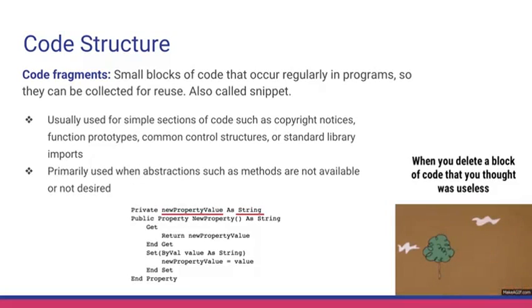Code fragments are small blocks of code that occur regularly in programs, so they can be collected for reuse. They are also called snippets. They are usually used for simple sections of code such as copyright notices, function prototypes, common control structures, or standard library imports. And primarily, they are used when abstractions such as methods are not available or not desired. In this example, if the new property value is changed, then all the instances of the class will be changed. At the same time, if a string is changed to an int, the set methods will change too.